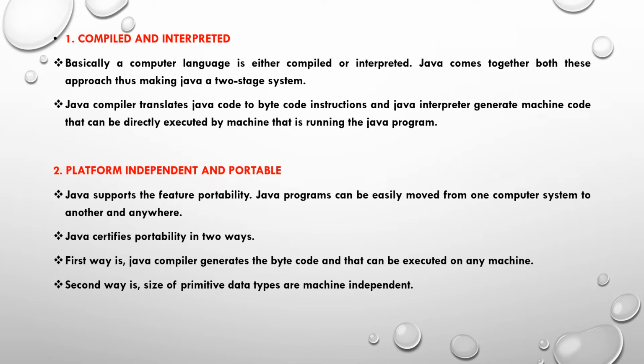In the second way, the size of primitive data types is independent, so that it does not depend on any machines. So that property we can call platform independent.